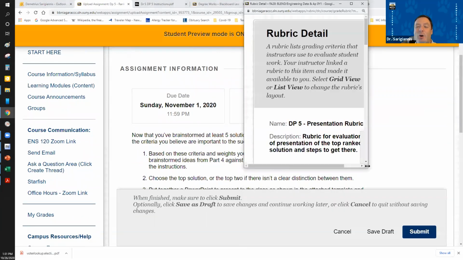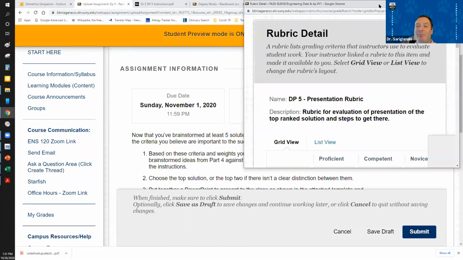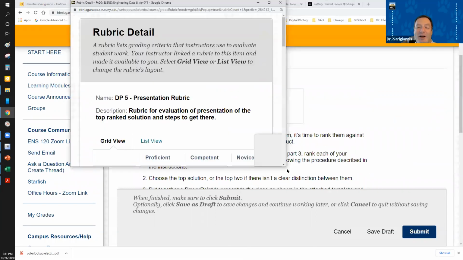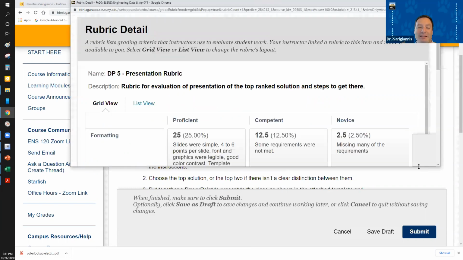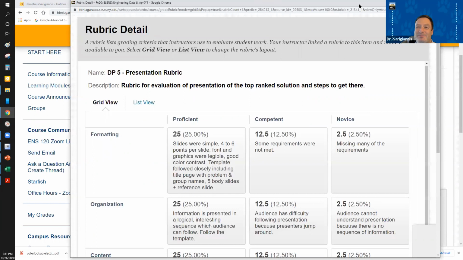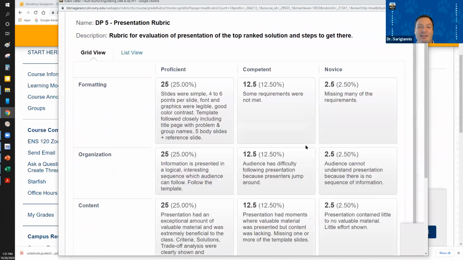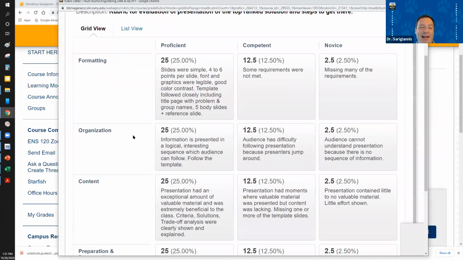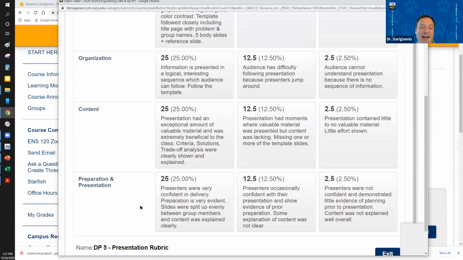Oh yeah, that's what I've got to do. I've got to add time to the rubric. I forgot to give you time constraints in your presentation. I knew I forgot something. Let's see. So the rubric looks at formatting, organization, content, and preparation and presentation. So I've got to add time to this rubric.